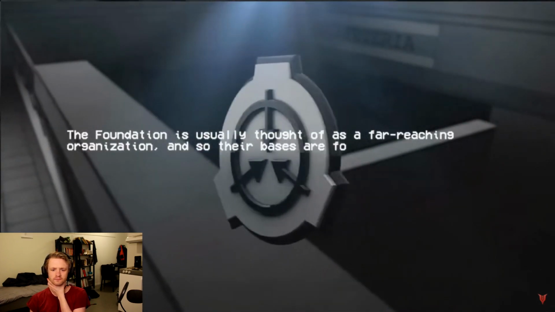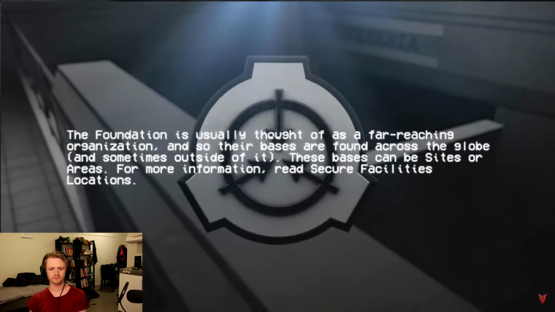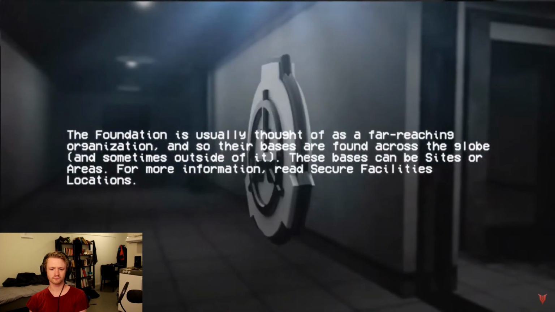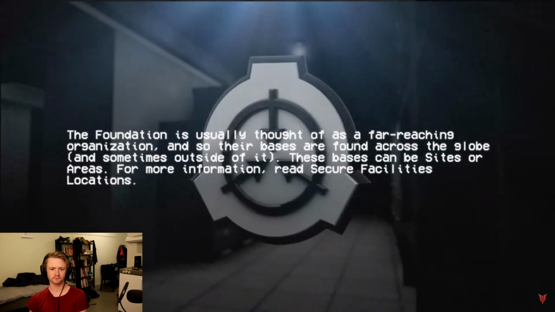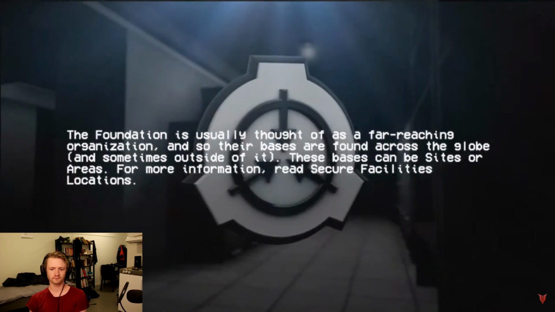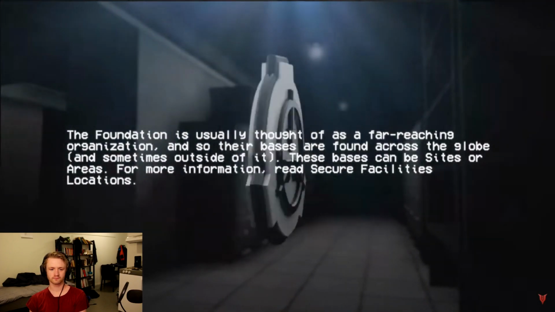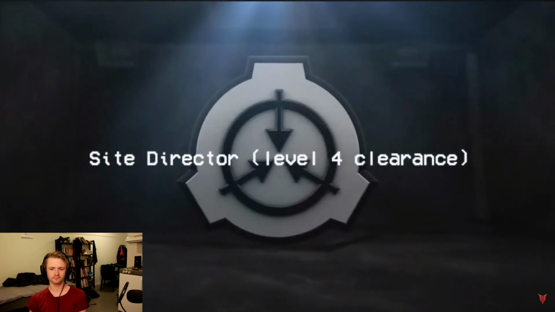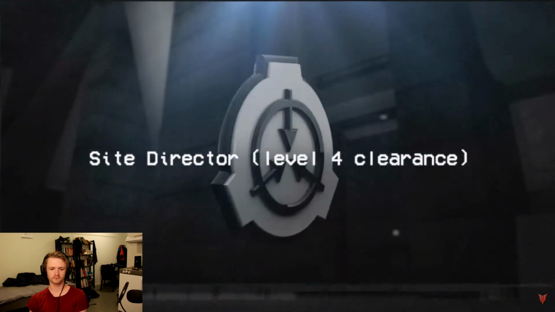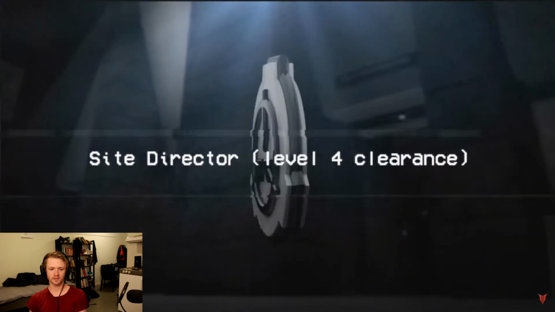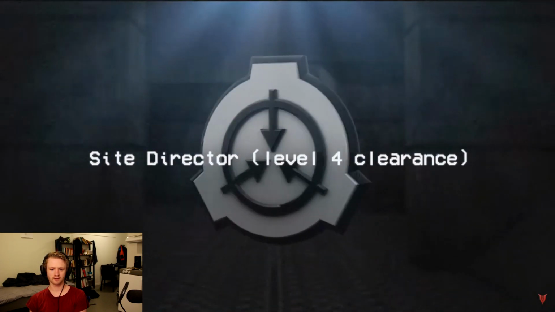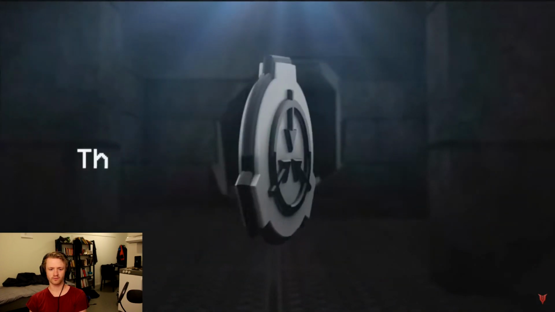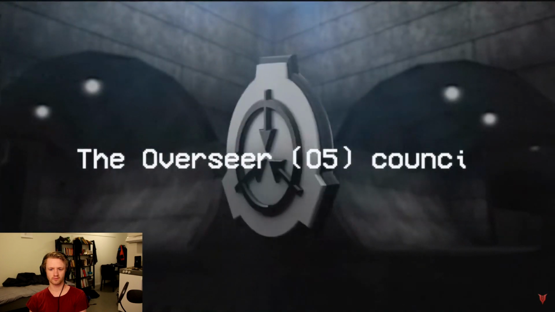The Foundation is usually thought of as a far-reaching organization, and so their bases are found across the globe, and sometimes outside of it. These bases can be sites or areas. For more information, read Secure Facilities Locations. The leaders of individual areas or sites are high-ranking Level 4 researchers known as Site Directors. There are a few in the Foundation that rank higher than Site Director, and they are the O5 Council, the ultimate leaders of the entire Foundation.